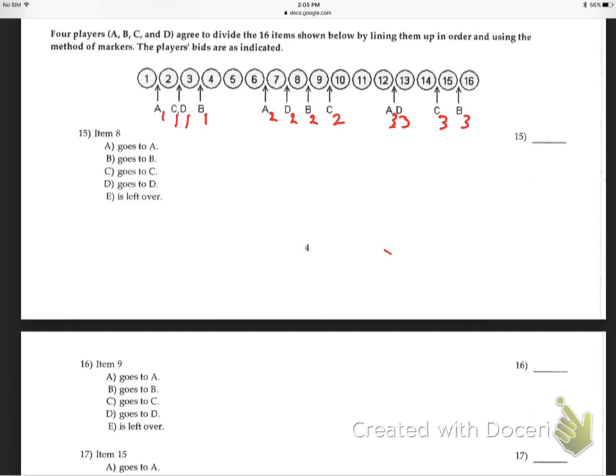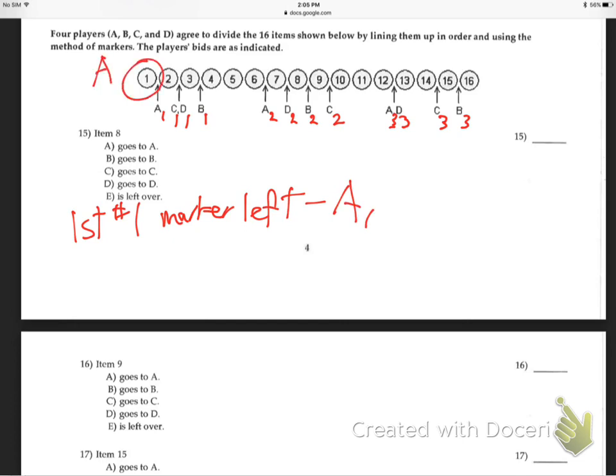Anyway, here we go. Actually, before you even do any of the questions, you should just do the whole method, right? Let's just do the entire method, figure out where all the stuff is, and the questions will be easy. So how do we do the method of markers? You do the first number 1 marker on the left. Starting on the left, what's the first number 1 marker? A1. And then you go left. That's what A gets, candy 1.